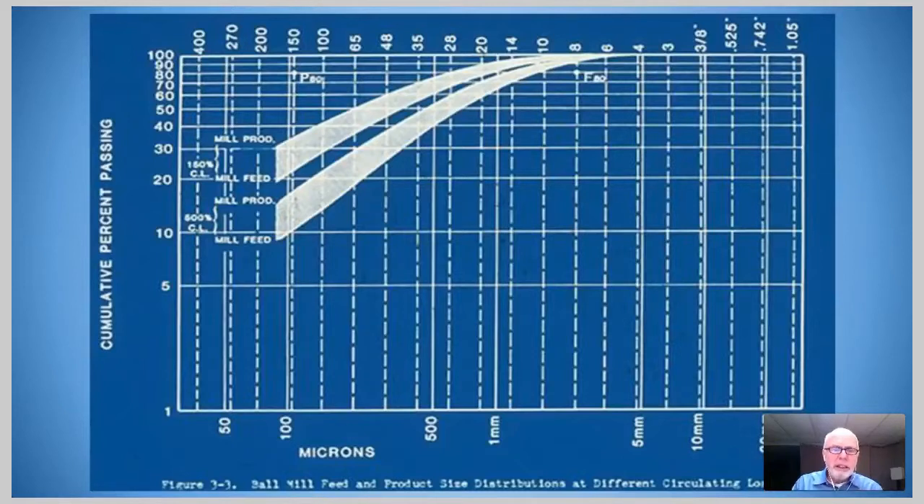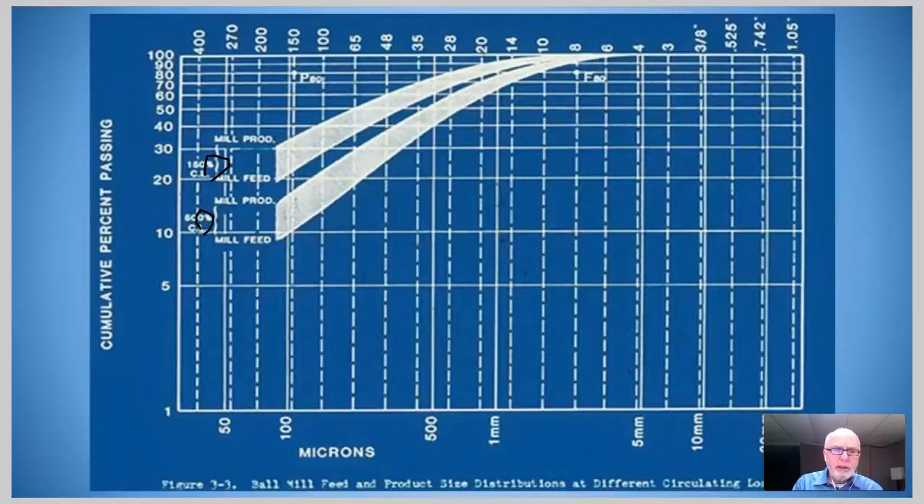And the shaded areas show the size distributions in and out of these mills. One with a low circulating load, around 150%, and then the other with a very high circulating load, about 600%. The shaded area with the circuit with the low circulating load shows the mill contents. The bottom line is the mill feed, the top the mill product, and the shaded area in between represents what's inside the ball mill. Look at the amount finer than the P80.